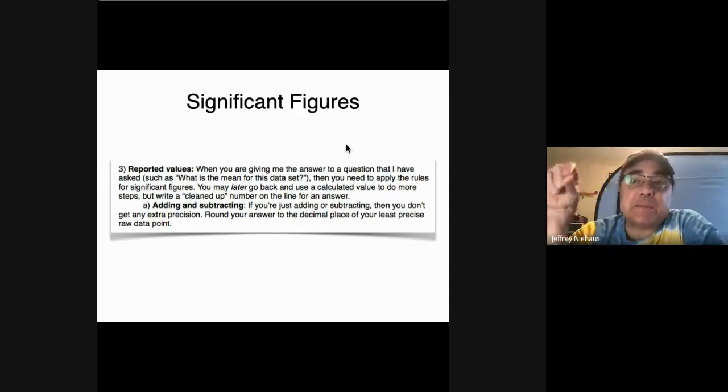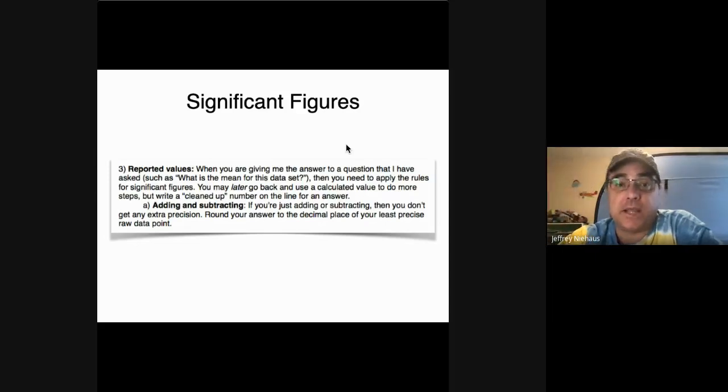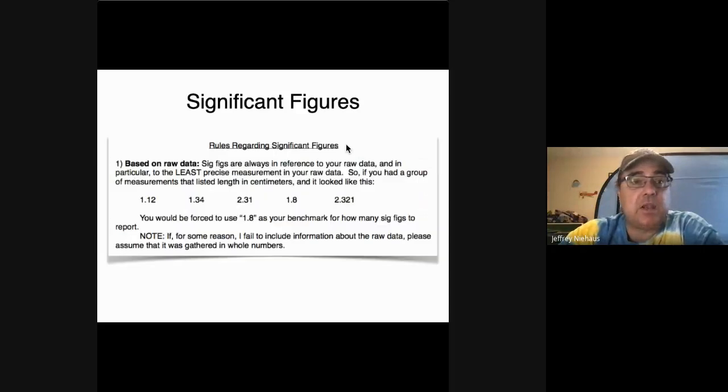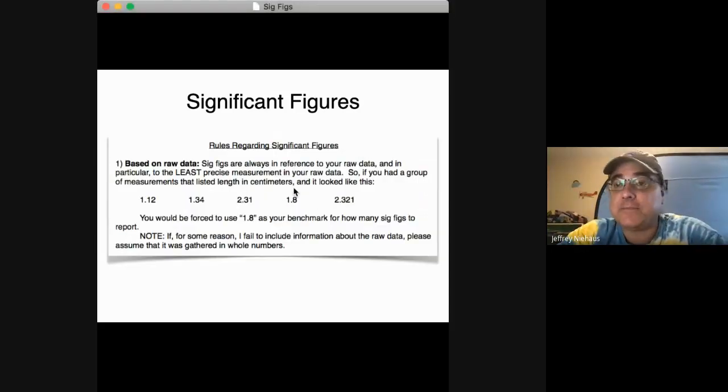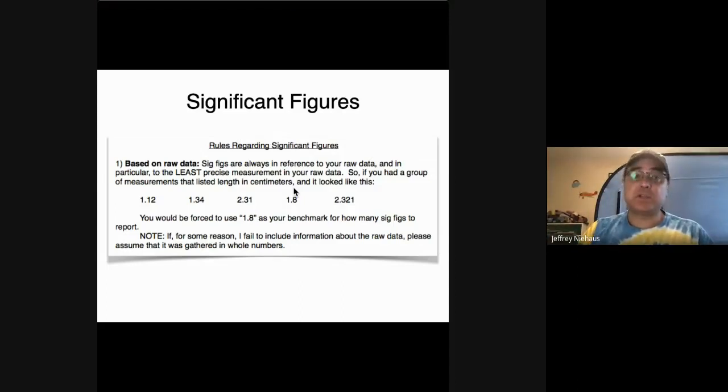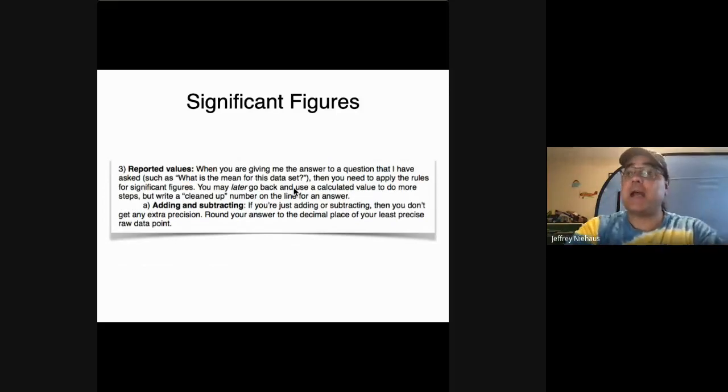If you are adding and subtracting a number, then you would round to exactly as much precision as you had in the raw data. So in the example that I had here, where your measurement was 1.8, if you're adding all those numbers together, you would get a sum, but then you would express it to 1 decimal place because you only had 1 decimal place worth of precision in your raw data. No matter what number you got, you would round to the 10th place, okay? 1 decimal place. That's for adding and subtracting.